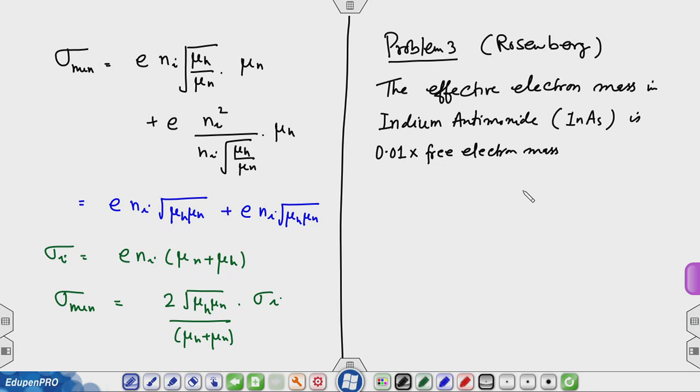Then its dielectric constant. Antimonide is SB. I have written AS. Antimonide is SB, so I should have. Its dielectric constant is 17.